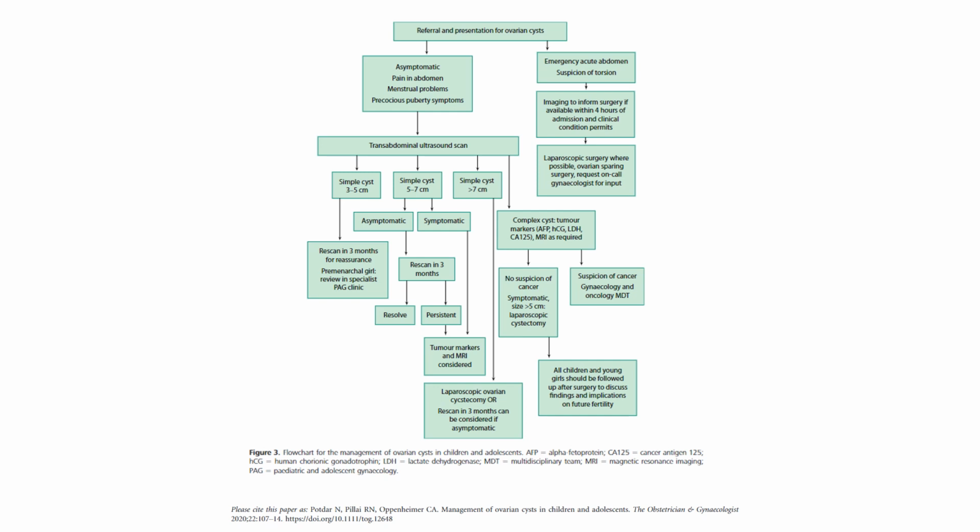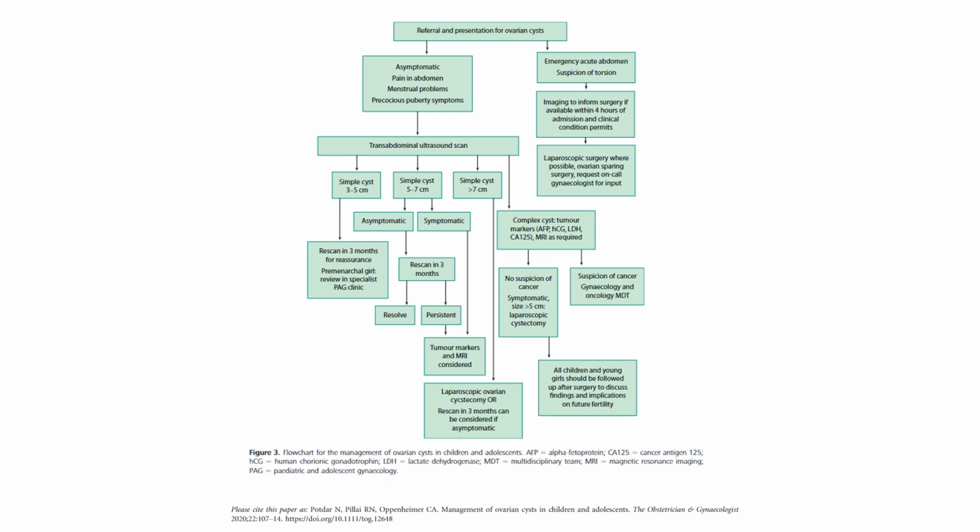After scan, if it proves to be a complex cyst, so if the cyst is greater than 7 centimeters, then you directly go on to laparoscopic ovarian cystectomy, or rescan in 3 months can be considered if asymptomatic. So if it's a complex cyst tumor, you do tumor markers like alpha fetoprotein, beta-HCG, lactate dehydrogenase, CA125, and MRI, and if it's suspicious of cancer, then gynecology, MDT, and oncology review is advised. If there's no suspicion of cancer, if it's symptomatic, size more than 5 centimeters, then laparoscopic cystectomy is advised.